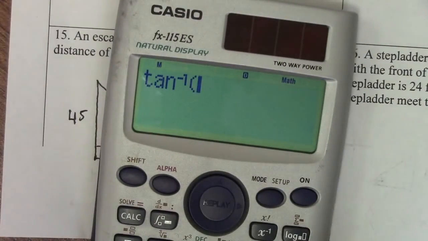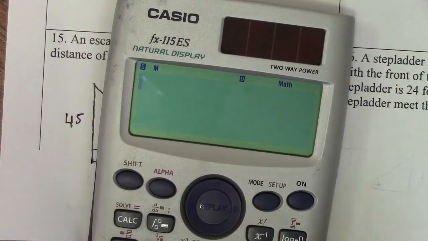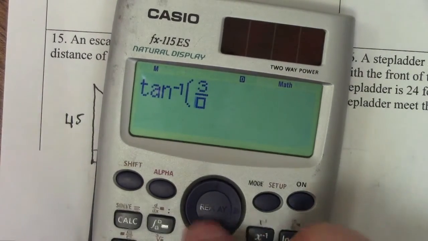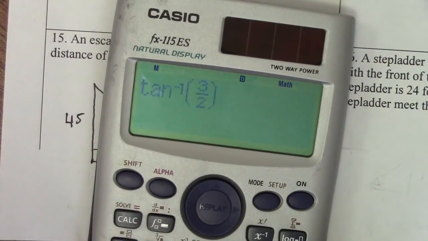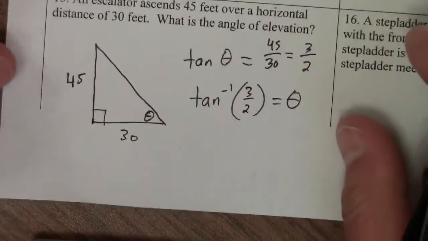So inverse tangent, which you can get by pushing shift, and then tangent, and 3 over 2. 3 over 2 is that. Turns out that angle is about 56.3 degrees.